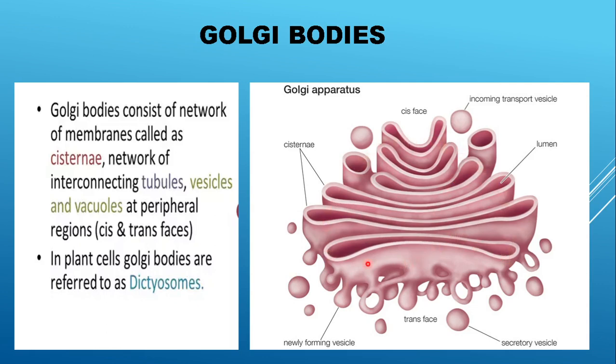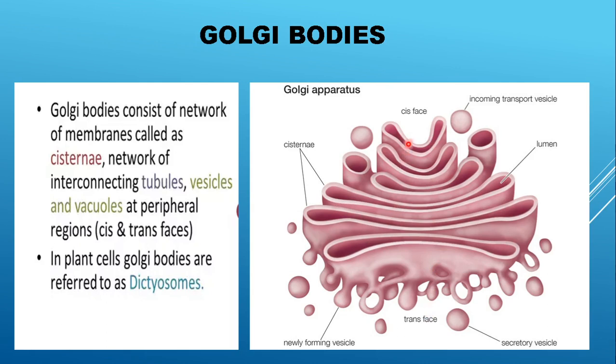Here you can see they are folded upon each other, and there are always two faces, that means two main surfaces. One is called the cis phase, or the receiving phase, also called the forming phase. And the other side is the trans phase, which is the transportation or delivery phase.